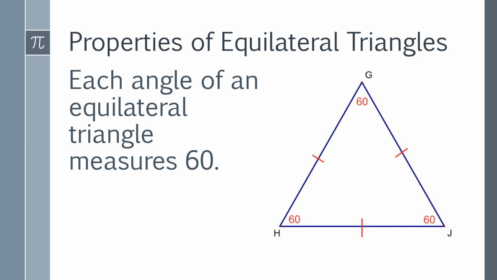Okay, so properties of equilateral triangles. If I have a triangle whose three sides are all equal, then all their angles are going to be equal. Three angles that add up to 180 that are all equal have to measure 60 degrees. So all the angles of an equilateral triangle measure 60 degrees.